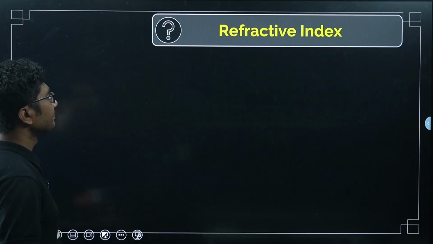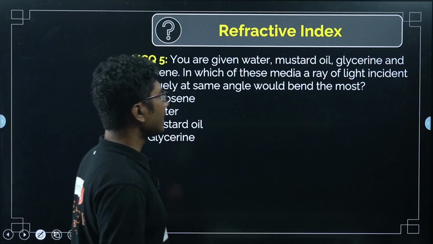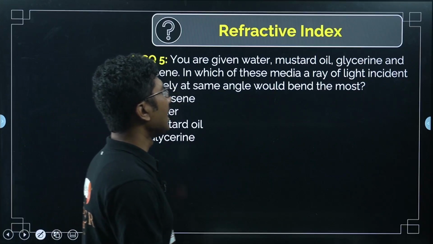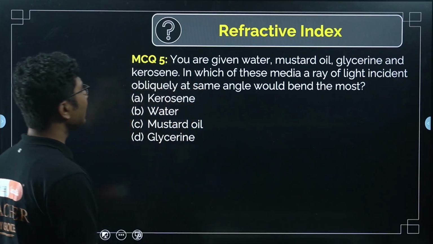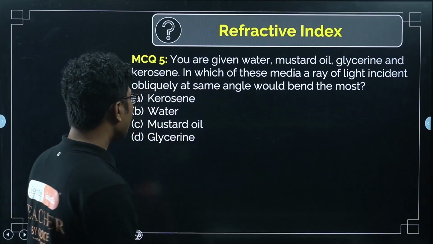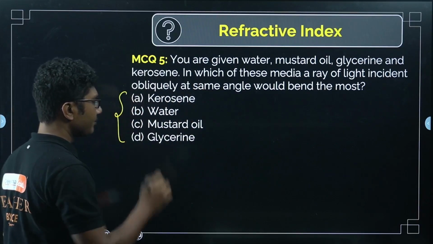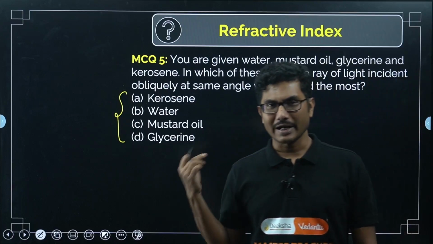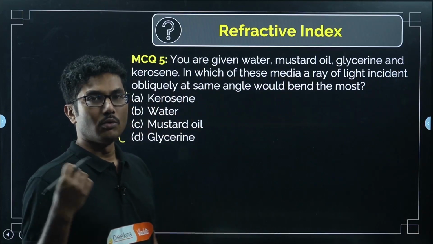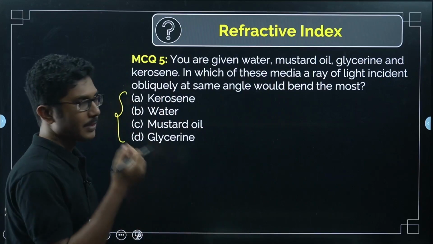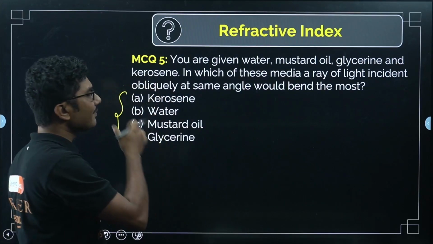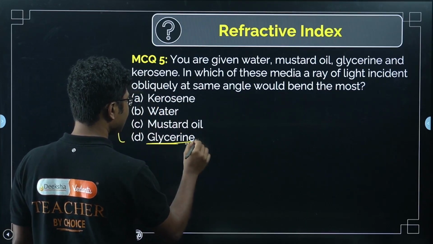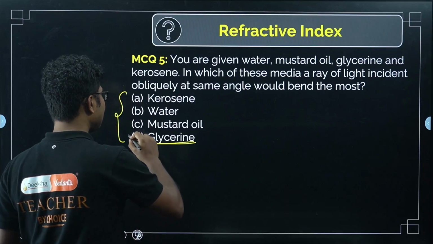Now let's move on. You are given water, mustard oil, glycerin, kerosene. In which of these media a ray of light incident obliquely at the same angle would bend the most? Now out of these four media, which one has the maximum refractive index? Light will bend the most for that medium, right? Now from this given list, it is very clear that out of kerosene, water, mustard oil, only glycerin has the highest refractive index. So answer is easy to guess.